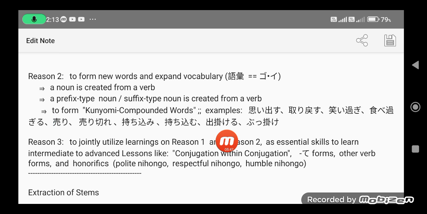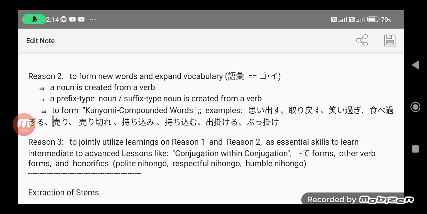Dekakeru means to go out. Let's say you have to go out of your house. Dekakeru. And this one is bukake, a type of meal, especially in an udon shop or in some ramen shop. Bukake. So you see, with the skill of extraction of stems, we can create new nouns and we can expand our vocabulary.